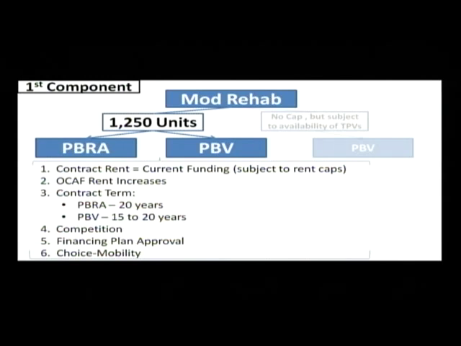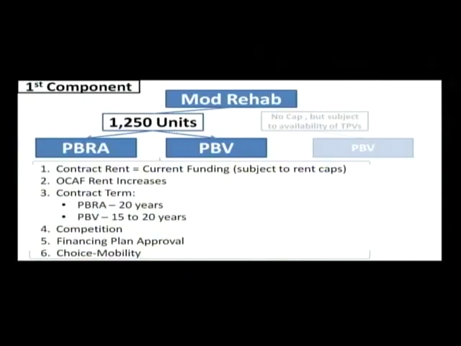So as such, the rents are set at the lower of current funding, the reasonable rent, up to 110% of the applicable FMR minus any utility allowance, or the rent requested by the owner. So that's the initial rent setting. Can you now tell us about how rents can be adjusted over the term of the contract?